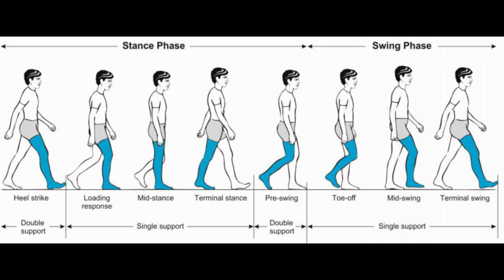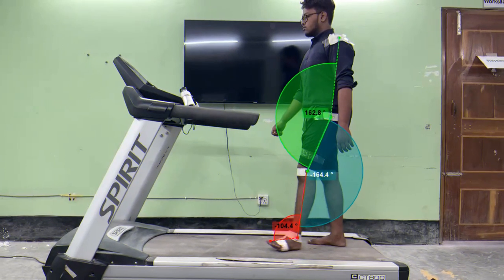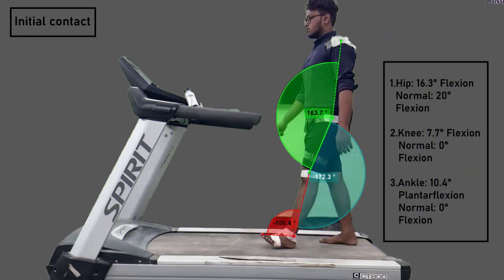Now, I am going to analyze my own kinematics angulation of each locomotor unit in each gait phase, and I will also mention the normal angulation value. So let's start. In initial contact phase, my hip joint angulation is 16.3 degree flexion, 7.7 degree knee flexion, and 10.4 degree ankle plantar flexion.